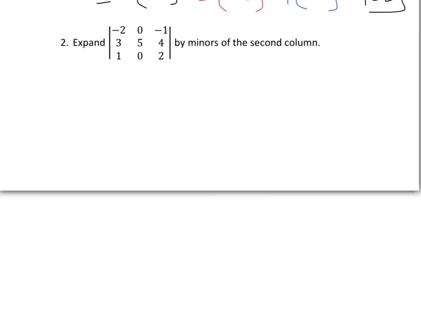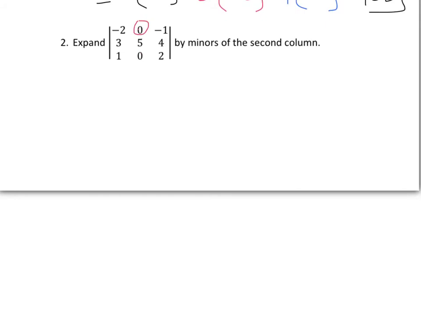So we'll expand the second one by the minors of the second column. That's why this is so helpful, because you can choose the one that makes the most sense for you. You don't have to use the first row every time. For this one, you've got 2 zeros here in the second column. So if you expand by the minors of the second column, you're going to get 2 zeros, which is obviously really helpful for us.